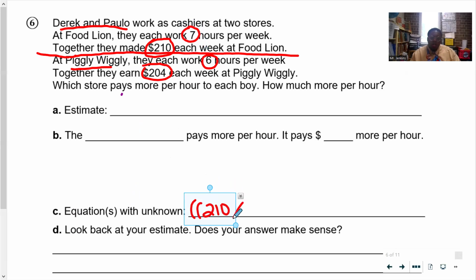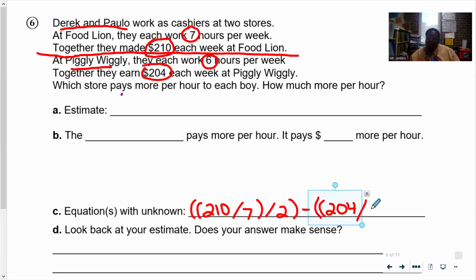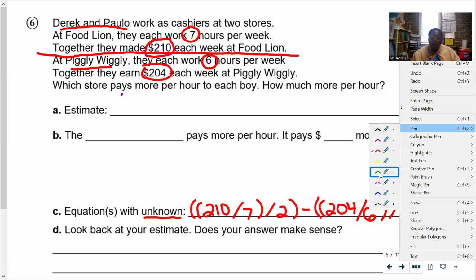Okay, so that first part is $210 divided by 7 hours. Once I figure that out, I can divide that in half because that's per boy. And I have to take that away from the price of the other store, which is $204 divided by the 6 hours they work. And then once I figure that out, I can divide it by both of the boys. Okay, and that's going to equal, because it does say unknown, let's use S for store. Now I can go ahead and solve.